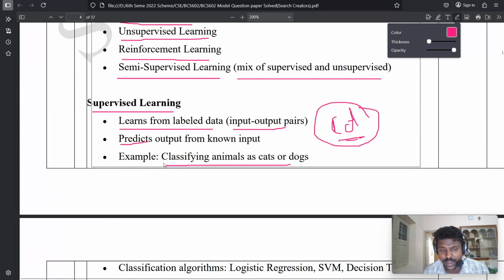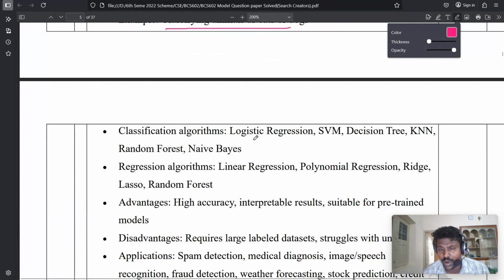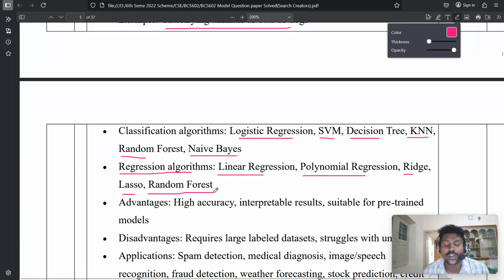In supervised learning, the classification algorithms are logistic regression, SVM algorithm, decision tree algorithm, KNN meaning K-nearest neighbor algorithm, random forest, and naive Bayes. All these you can learn from the regular classes. I hope you know these things. Next, regression algorithms are linear regression, polynomial regression, ridge, lasso algorithm, and random forest algorithm. I hope you know this also.